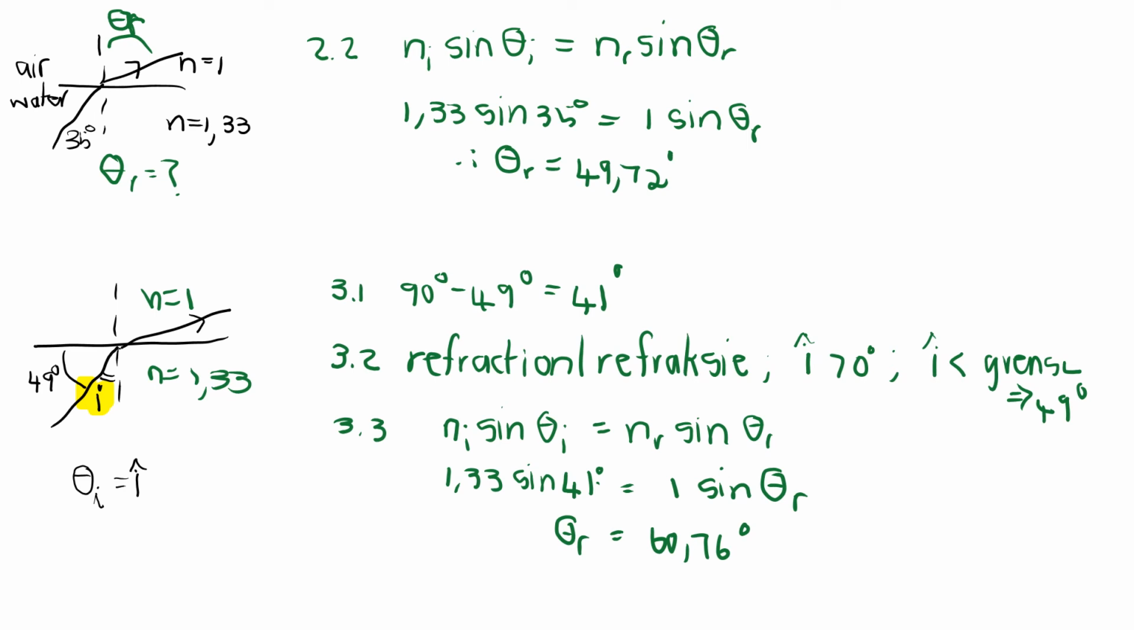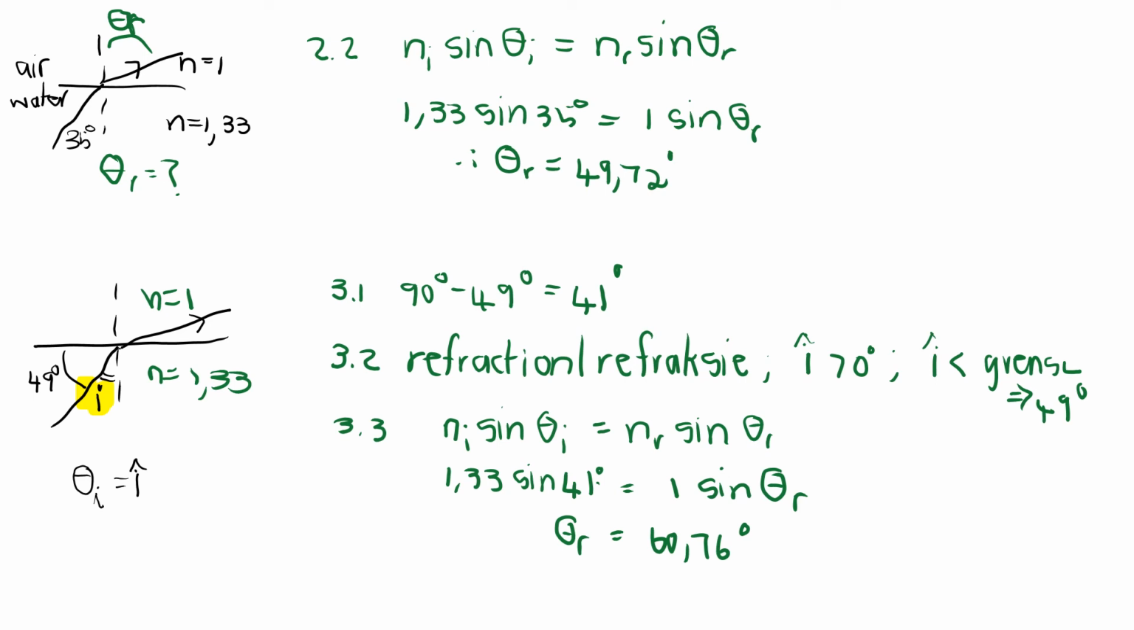Dan vraag 3.2. Watter verskynsel vind die plaas en gee 'n rede vir jou antwoord? We get refraction, refraksie. Hoekom? Want my invalshoek is groter as 0 grade. My angle of incidence is bigger than 0 degrees and my angle of incidence is smaller than my critical angle, that is 49. Hy is 41 grade, so hy is nog steeds kleiner as my grenshoek.